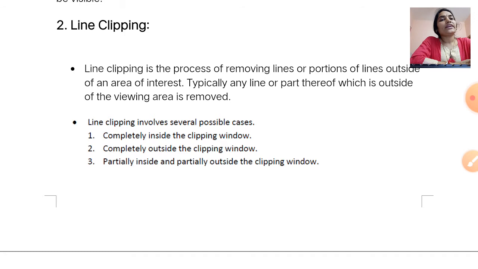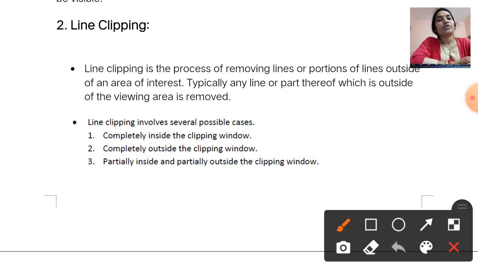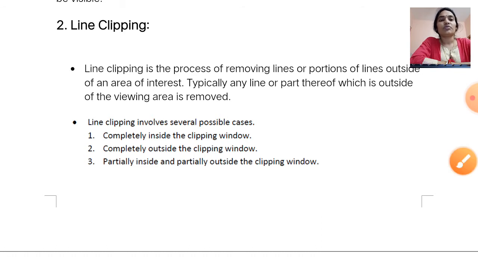Line clipping involves several possible cases. First one is completely inside the clipping window. Second one is completely outside the clipping window. Third one is partially inside and partially outside the clipping window. These three possible cases occur. In this case, what we will do?